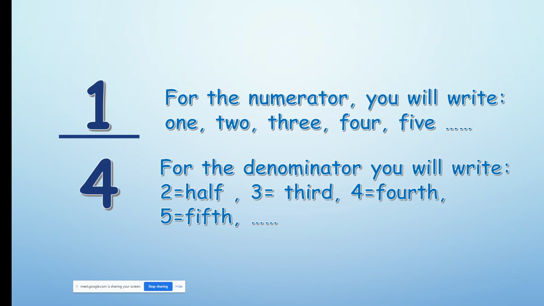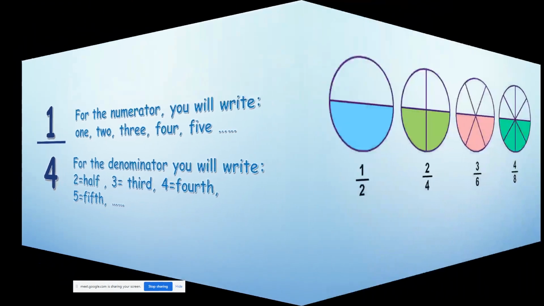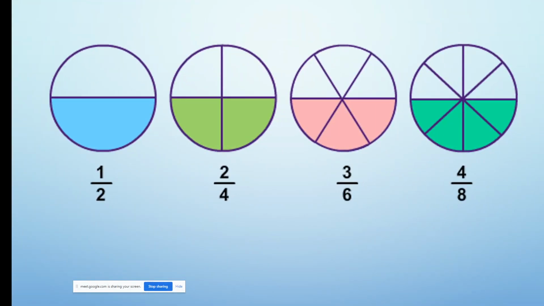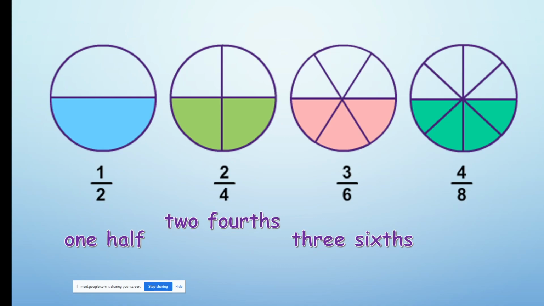For example, this one is called 1/4, with TH, fourth. Example, the first one is 1/2. The next one is 2/4, 3/6, and 4/8. Remember, the numerator is the shaded part, the one that has the color. And the denominator is the total number of parts. How many parts did you make?